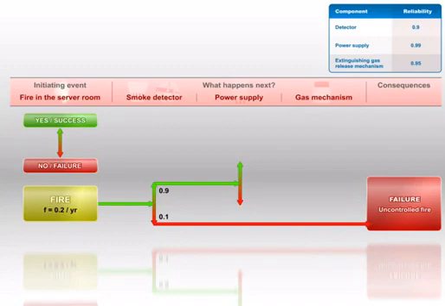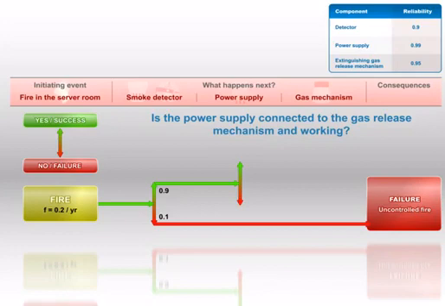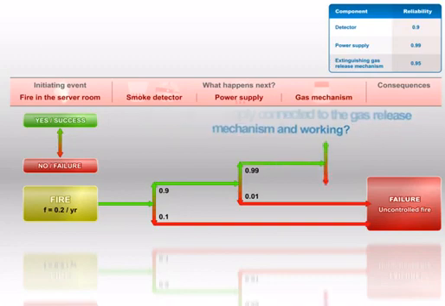If the smoke detector works, we move on to the next event that should or could happen in this system. Is the power supply connected to the gas release mechanism and working? If the answer is yes, the reliability data we are given indicates the probability is 0.99. If the answer is no, we can calculate the probability of this as 1 minus 0.99 equals 0.01. If the power supply connection doesn't work, then we move straight to the consequence of this failure, which would be an uncontrolled fire.